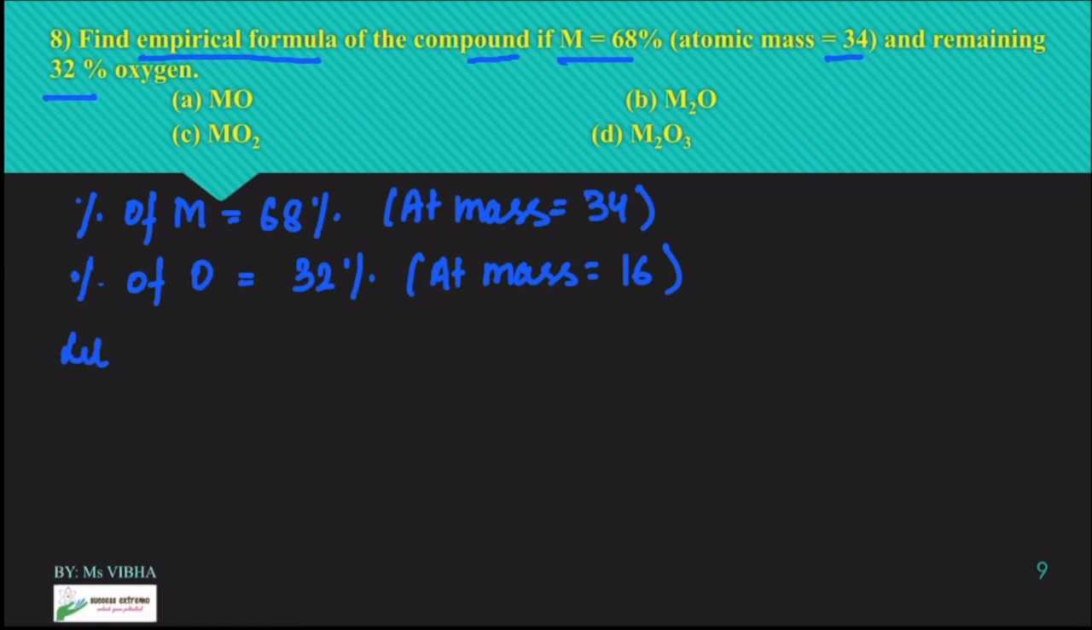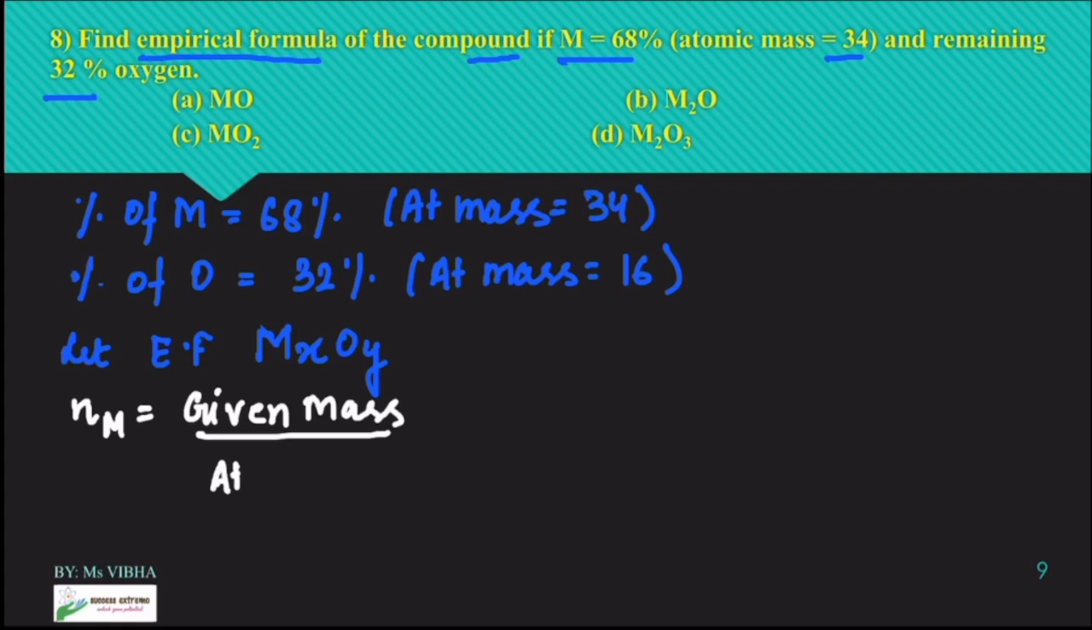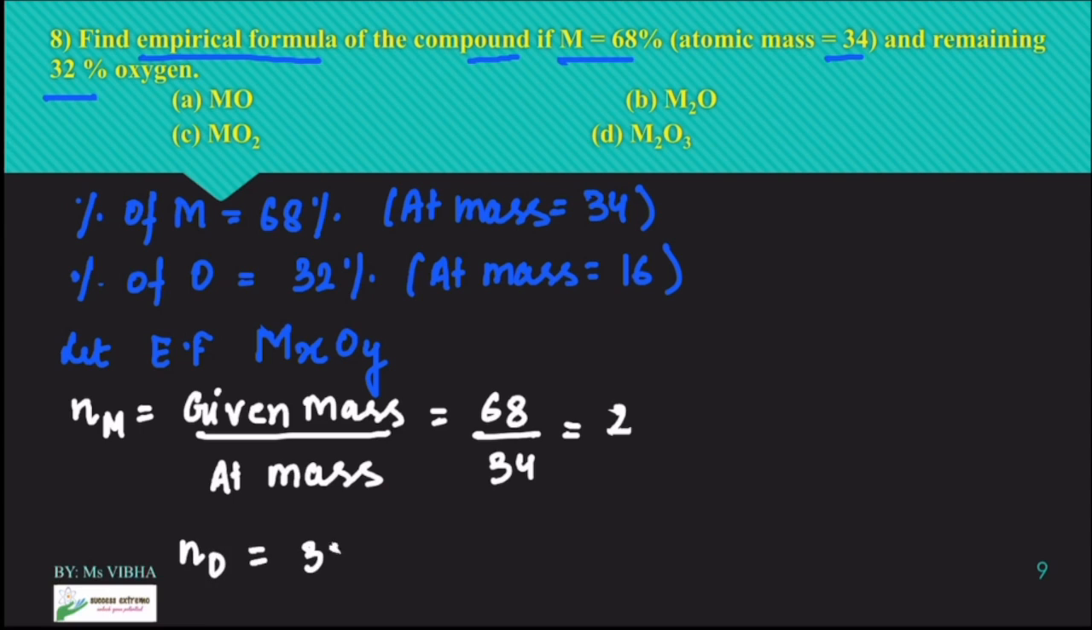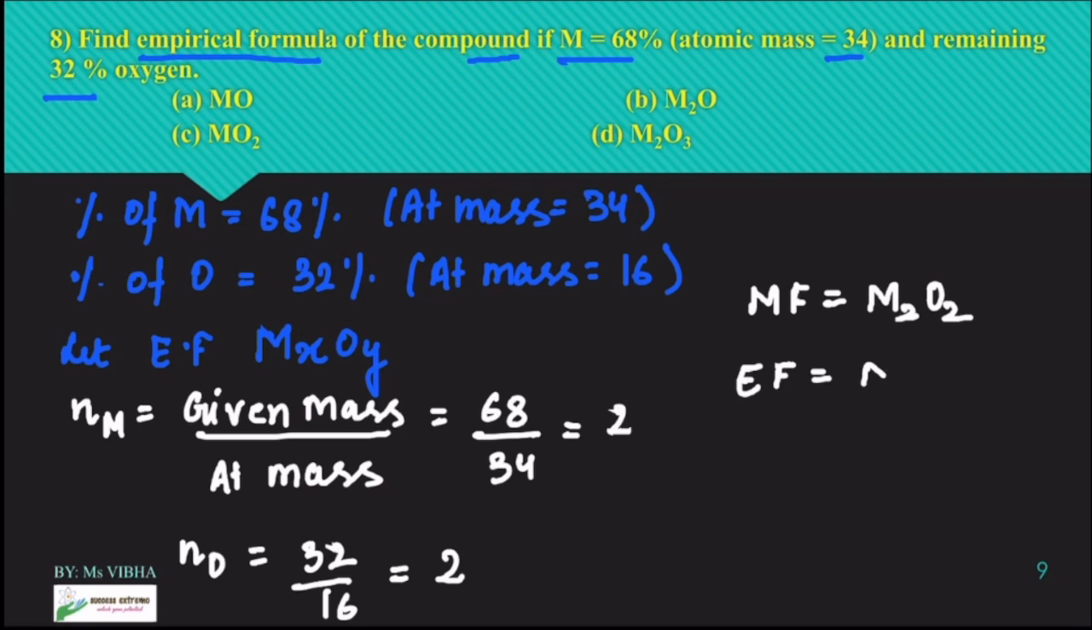So let's suppose the empirical formula we take as MxOy. We can find the number of moles of metal by the formula given mass upon atomic mass, which comes out to be 2. In the same way, number of moles for oxygen is 32 upon 16, which is equal to again 2. So the molecular formula is M2O2 and the empirical formula is MO. So the answer is option A.